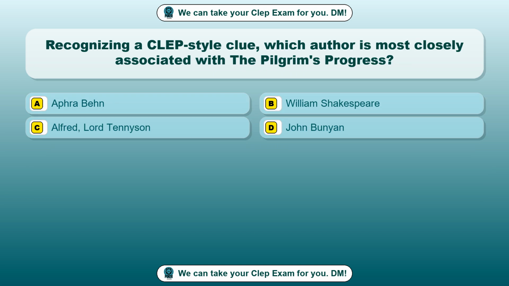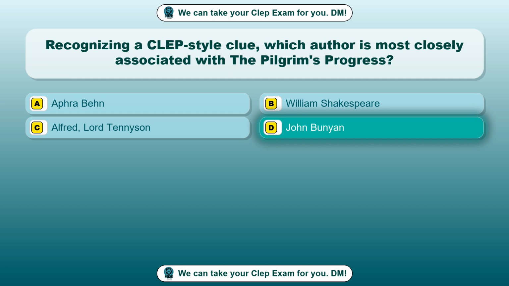Question 26. Recognizing a CLEP-style clue, which author is most closely associated with The Pilgrim's Progress? Option A, Aphra Behn. Option B, William Shakespeare. Option C, Alfred, Lord Tennyson. Option D, John Bunyan. The correct answer is option D, John Bunyan.